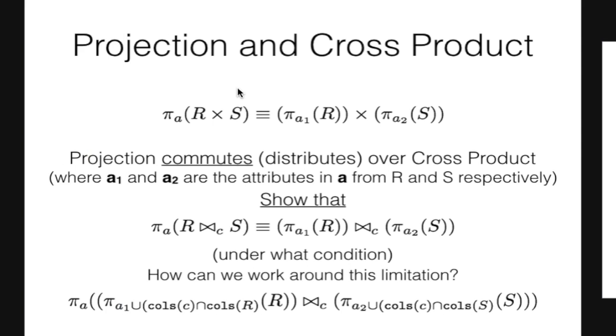Another nice optimization is the fact that projection can typically be pushed down through a cross product. The caveat here is that you need to know which attributes come from which sides. But if you know that, which you typically do, then you can always push down the parts of the projection that apply to the left-hand side down to the left-hand side, and the parts that fall to the right-hand side. Another example.